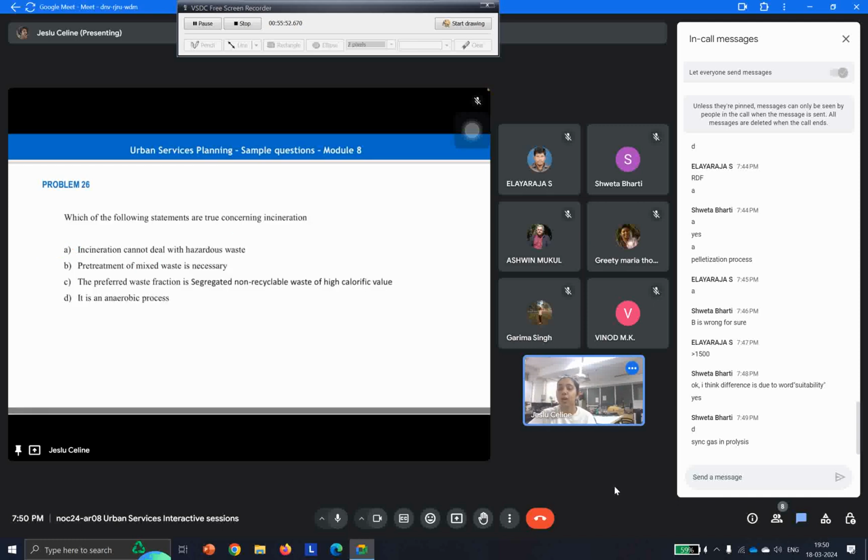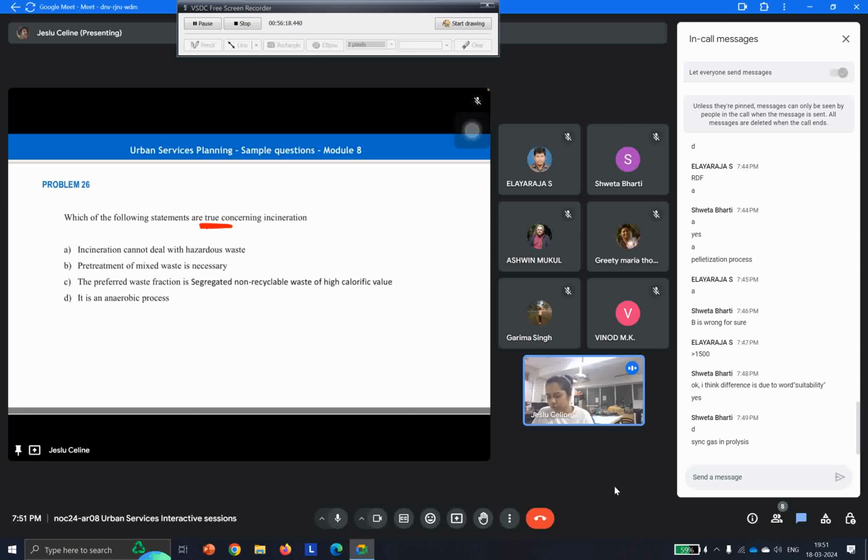Problem 26. Which of the following statements are true concerning incineration? A. Incineration cannot deal with hazardous waste. B. Pre-treatment of mixed waste is necessary. C. The preferred waste fraction is segregated non-recyclable waste of high calorific value. D. It is an anaerobic process. So this is multiple correct answers. They've asked which of the following is true.